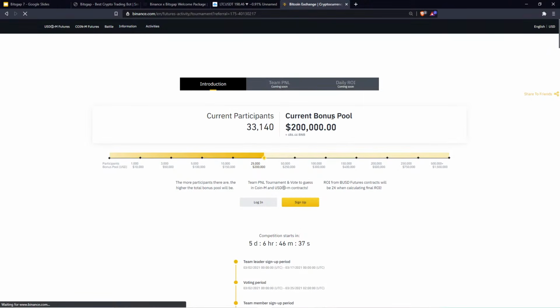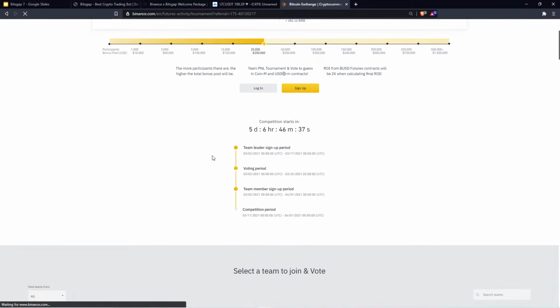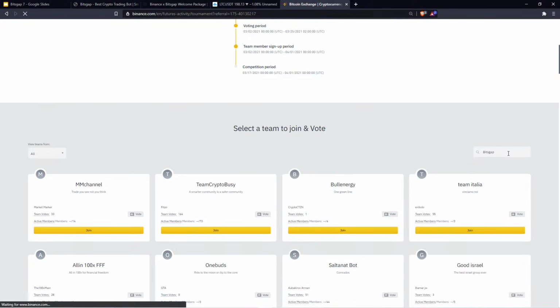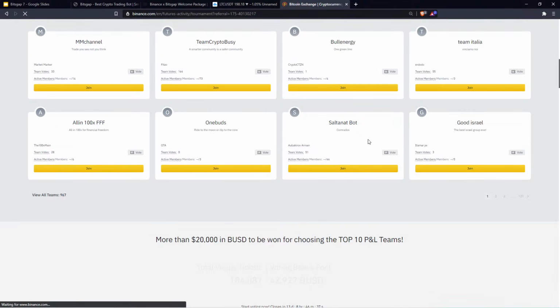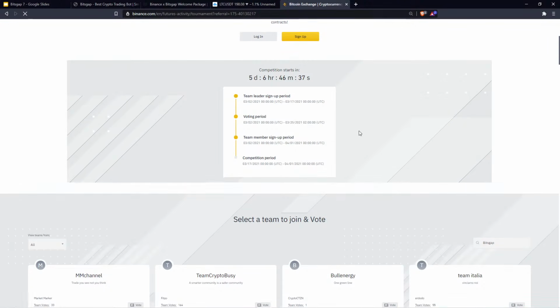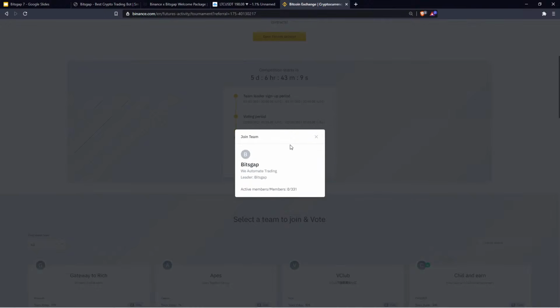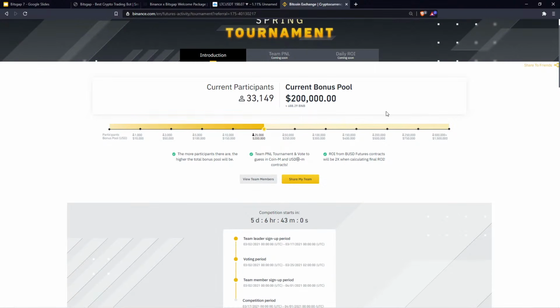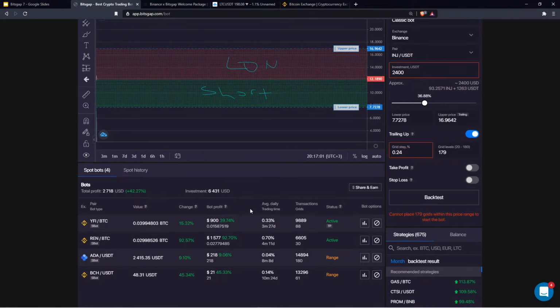You see current bonus pool, let's actually see how many of us are there. Let's go to Bitsgap. Okay, for some reason it takes some time to load the page. Well, anyway, I don't want to waste your time just because my internet is having some troubles. Anyway, yeah, 331 so far. Yeah, let's beat the market. Let's make it together.